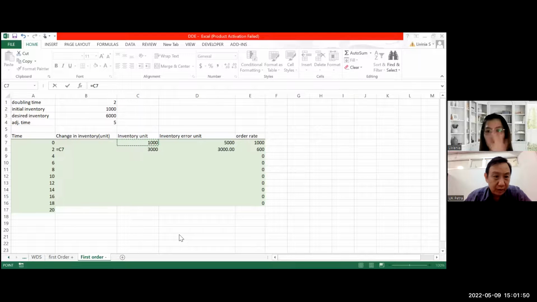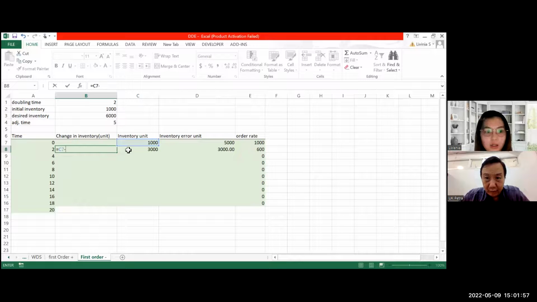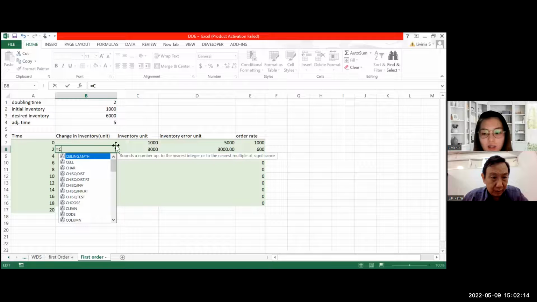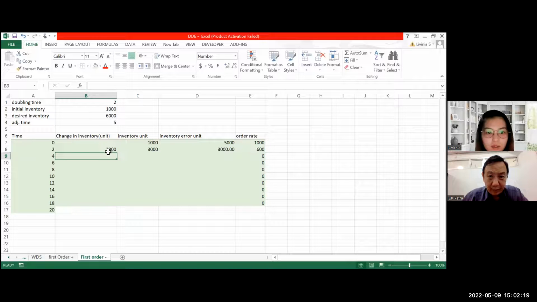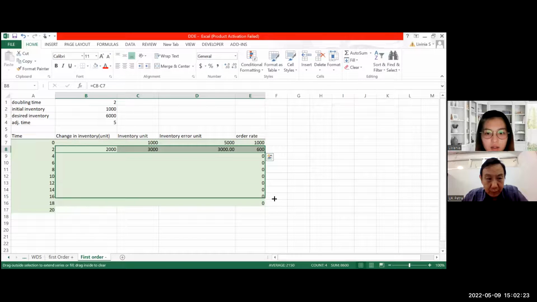The change in inventory is just minus, right? Minus this one. So that one is the inventory minus the 3000 minus 1000. Mm, correct. Then copy.